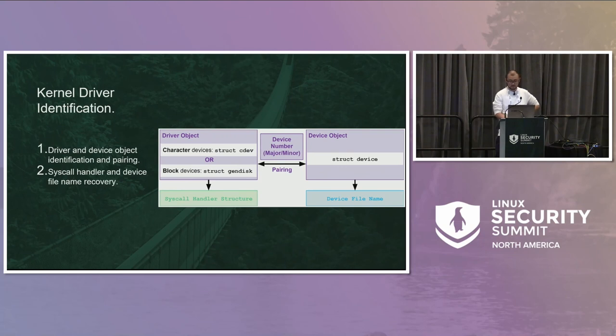As we show in the figure, there are two types of objects defined during the initialization of a kernel driver, and they collectively define the basic driver interface. Our goal is to identify the two types of objects and associate them. One is what we just called the driver object, for example, the cdev structure for the character device or gendisk for the block device. The other type is the device object, which is the struct device. To pair those two types of objects, we rely on the device number assigned to each type of object.